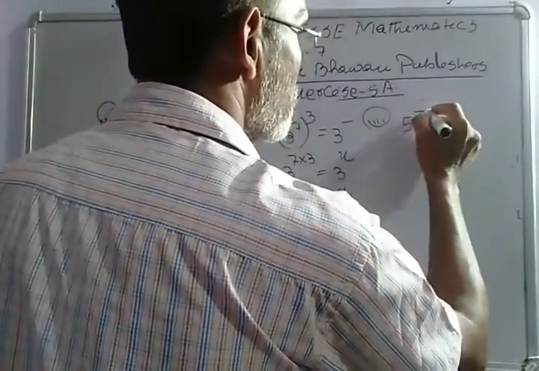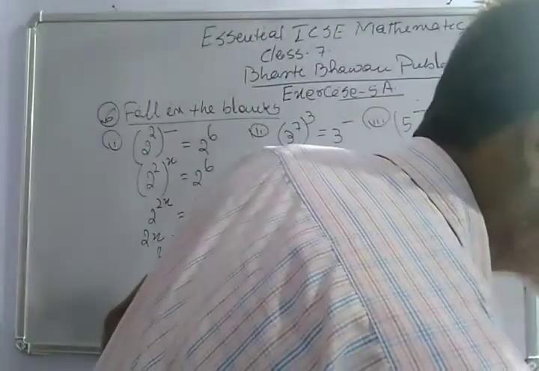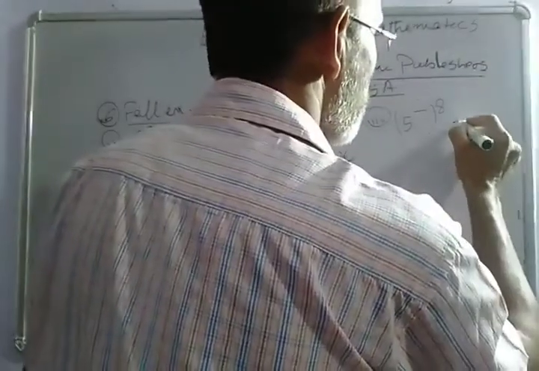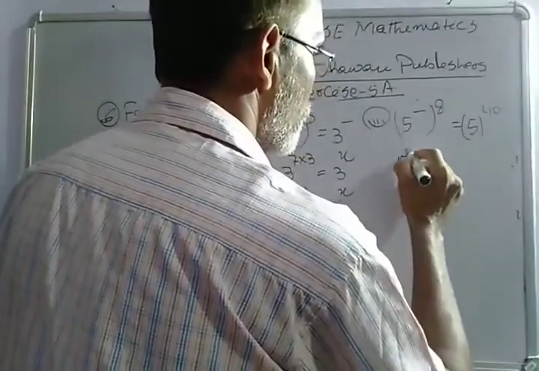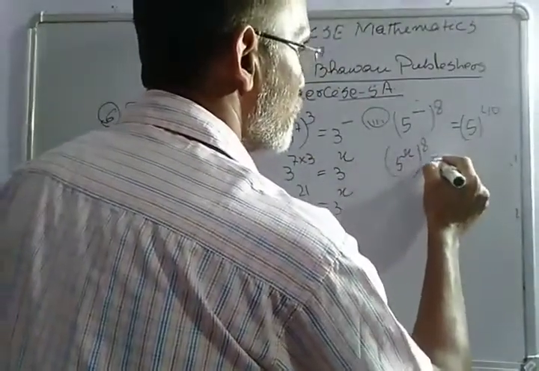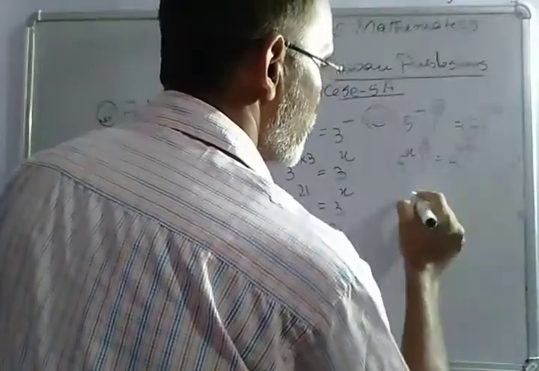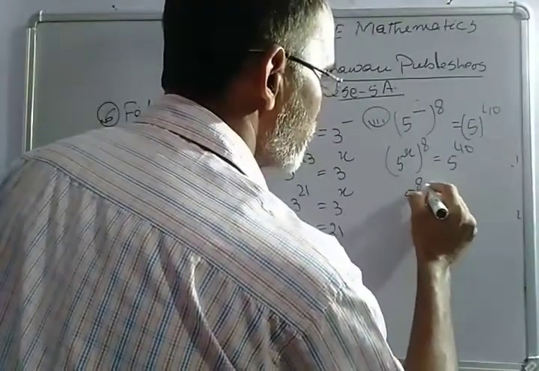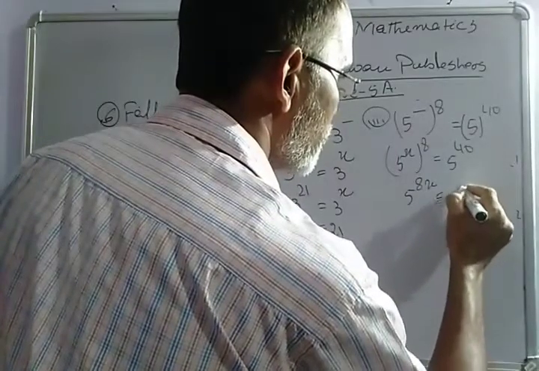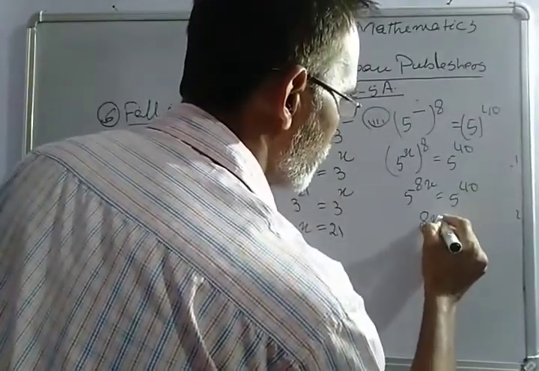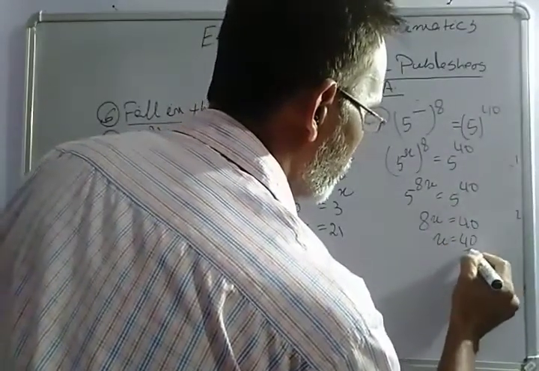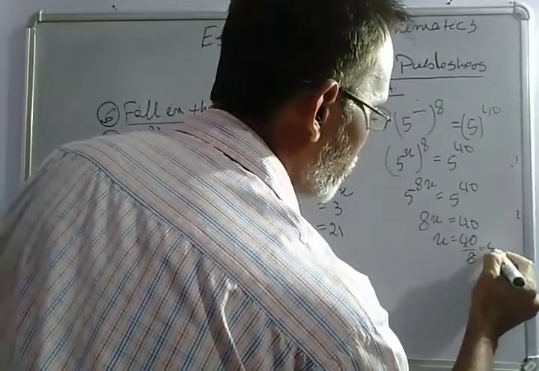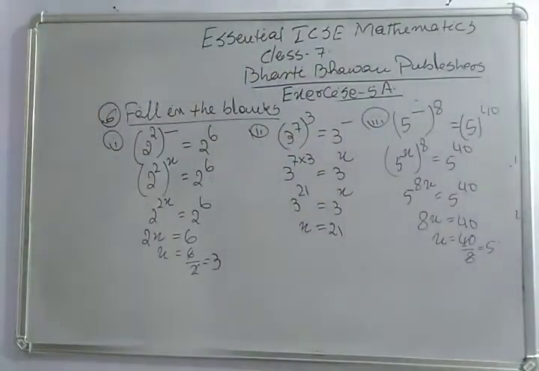5 to the power dash, whole to the power 8, is equal to 5 to the power 40. So 5 to the power x, whole to the power 8, is equal to 5 to the power 40. So 5 to the power 8x is equal to 5 to the power 40. So 8x is equal to 40. Therefore x is equal to 40 by 8. This is equal to 5. Now the next one, number 4.